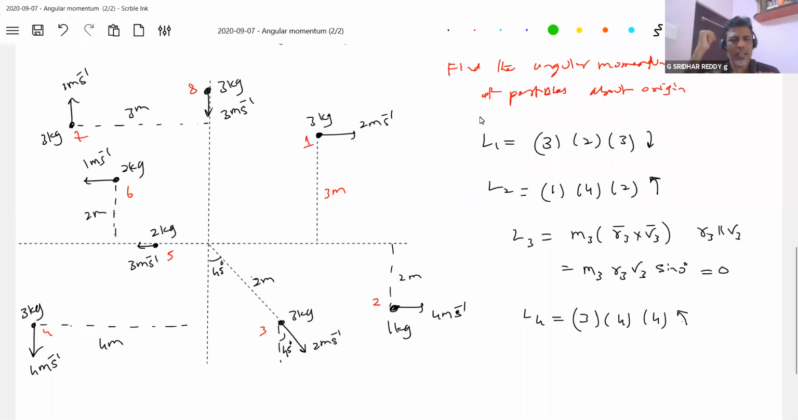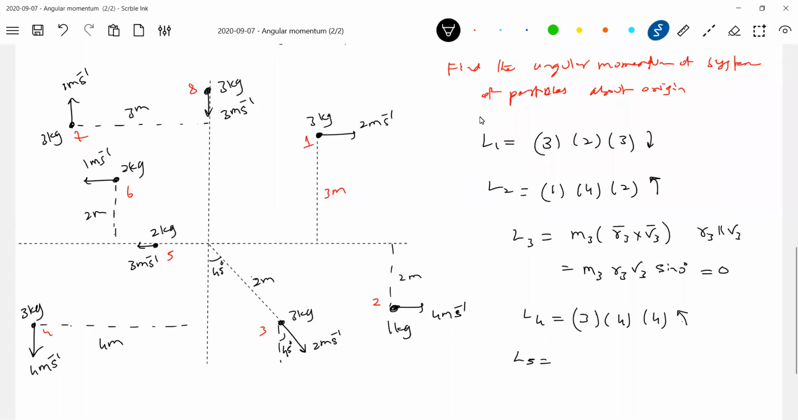So what is the direction of this one? It should be like this. Next again, what about L5? L5, again, the angle between R bar and V bar, M4 R4 cross V4. What is the angle in fact? R4 is parallel to V4. So therefore M4 R4 V4 sine 0 degrees will be 0. After this, we'll be left over with 6 and 6, 7 and 8.